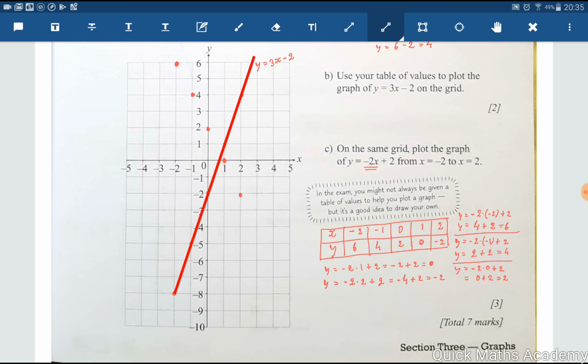If I plot a line, I will have something like this that goes over all the dots. And that's it. They don't ask for anything more. They don't ask for the intercept point. So everything is done here.